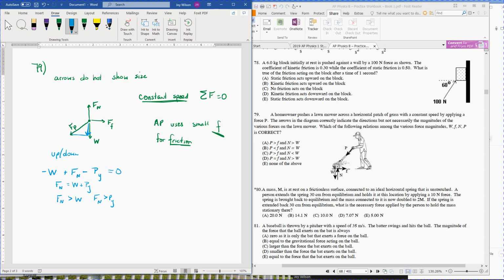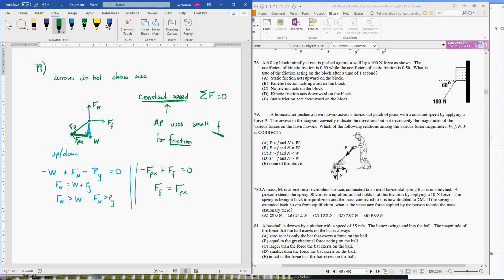Okay? In addition to that, if we look at the horizontal forces, we have a horizontal force, we're going to call it FPX, and it goes to the left, and force friction goes to the right, and those two are going to have to be equal to each other because, once again, we are at constant speed.